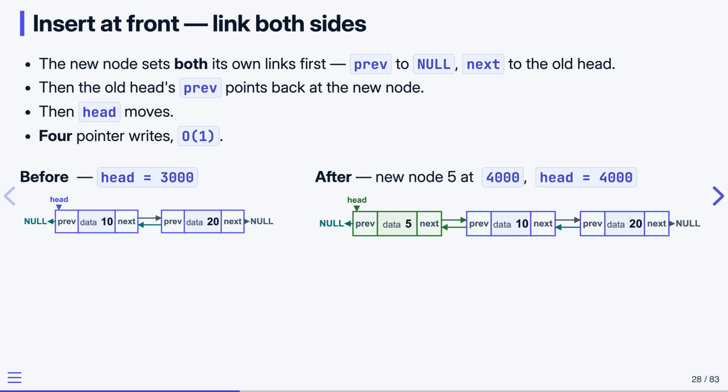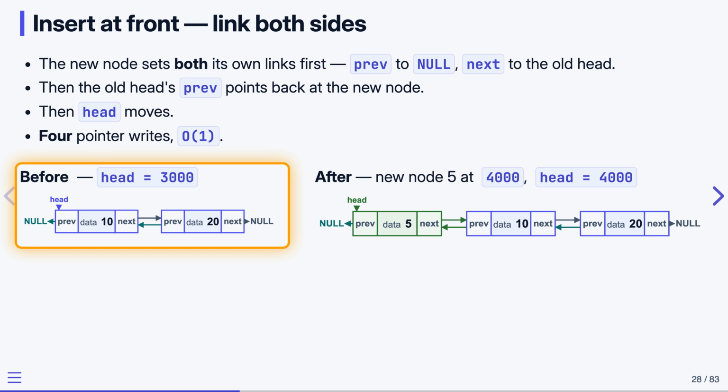Let's add a new node at the front of the list. In a doubly linked list, this takes 4 writes. The new node sets both of its own links first, prev to null and next to the old head. Then the old front node points back at it, and last of all, head moves. Let's look at the before and after pictures.